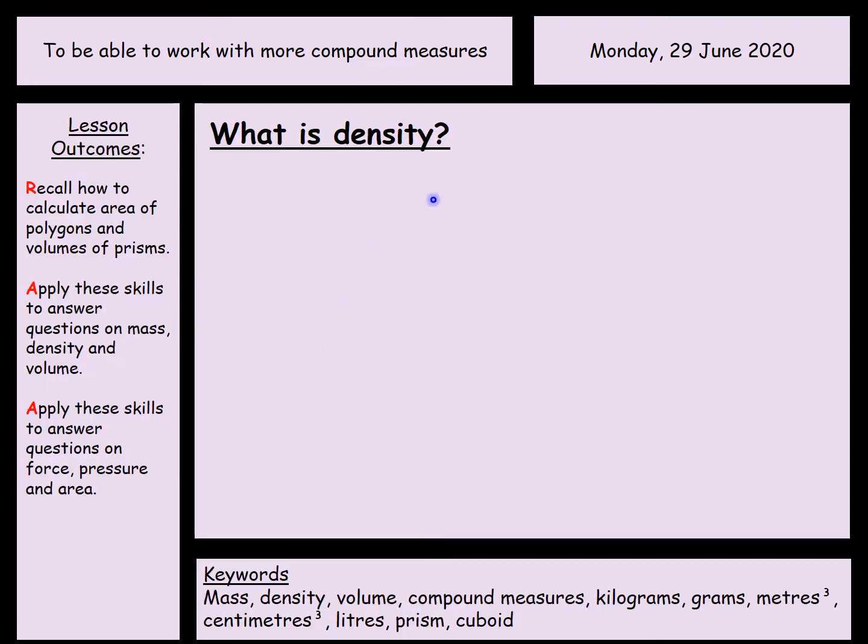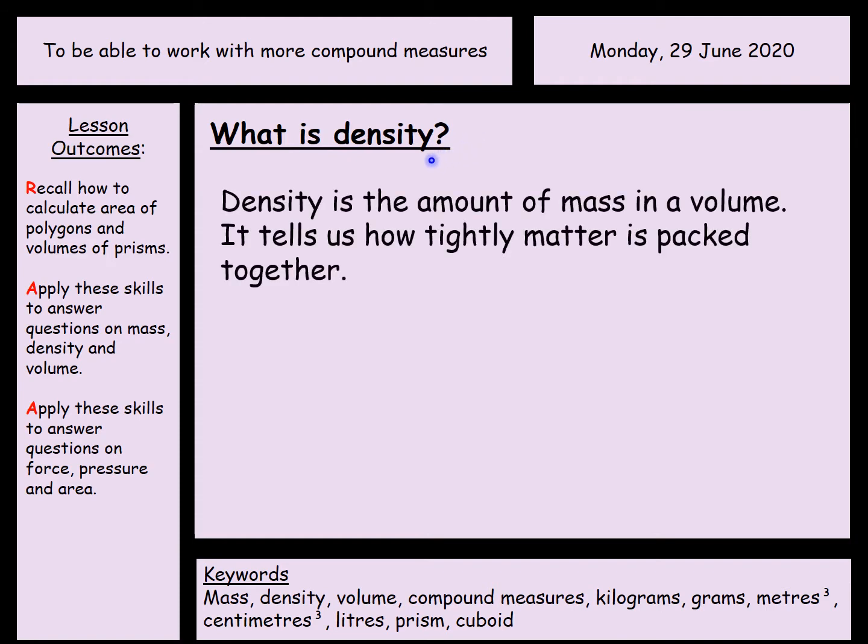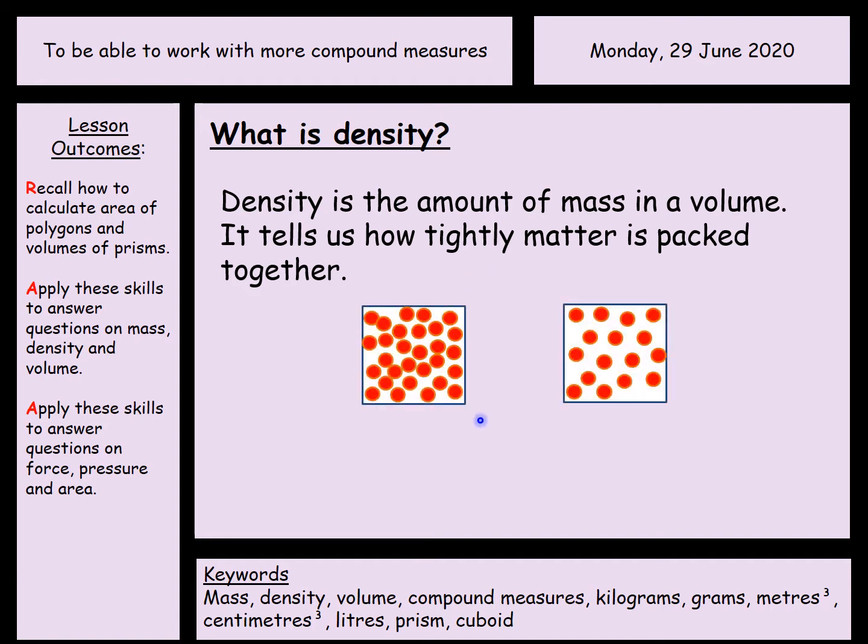Specifically today, we're going to look at what density is. Now, density is really the amount of mass in a particular volume. It tells you how tightly packed the stuff is within a given space. So if we show you something like this, we can see that the one on the left is much more dense than the one on the right. It's got a lot more packed inside that same space.